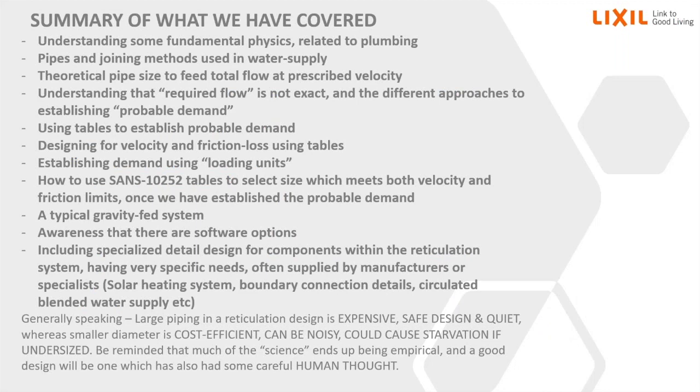And generally, the last note I make is that large piping in a reticulation design is expensive, it's a safe design, and it's quiet, whereas smaller diameter is cost efficient, it can be noisy, and it could cause starvation if undersized. So remember that as a lot of this is empirical. 2.5 meters per second ends up with very big pipes, as you saw there. So if we push it a little bit, the pipe sizing will come down dramatically. It won't not work, it's just going to get noisier. There's a threshold where things won't work.